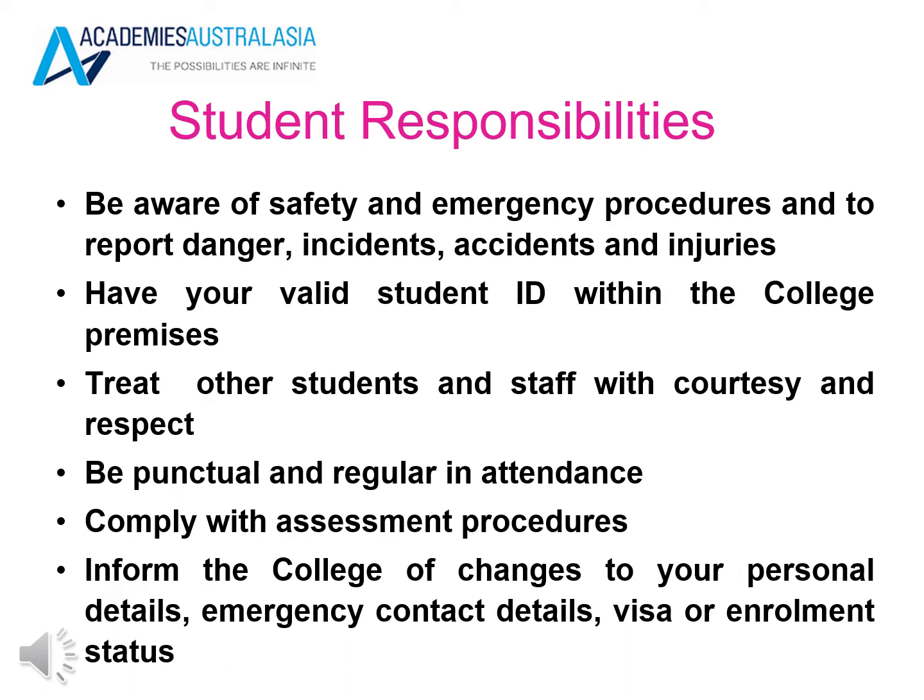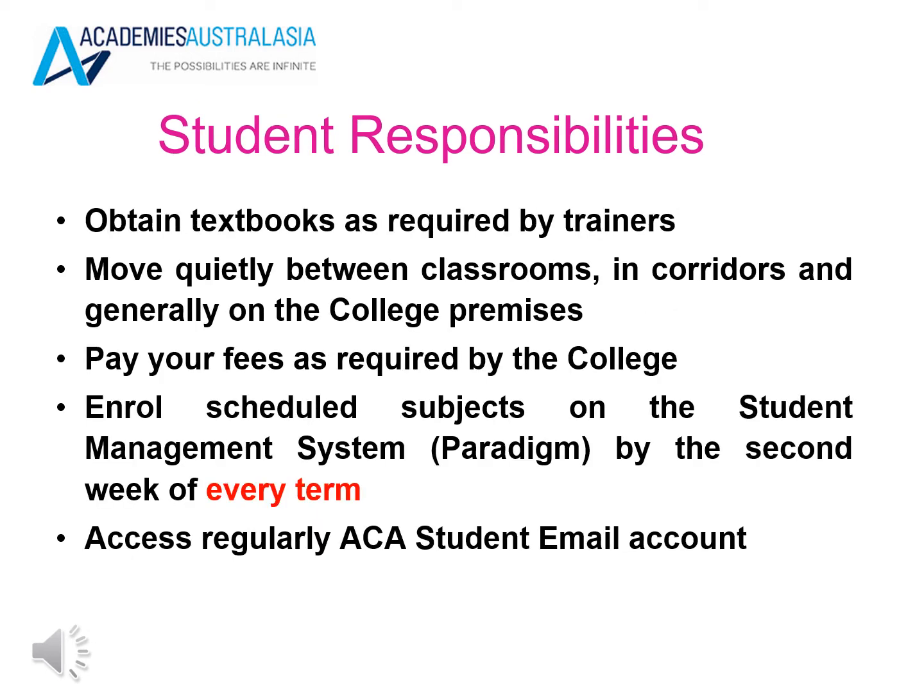Be punctual and regular in attendance. Comply with assessment procedures and inform the college of changes to your personal details, emergency contact details, visa, or enrolment status. You also need to obtain textbooks as required by trainers, move quietly between classrooms in corridors and generally on the college premises, pay your fees as required by the college, enroll scheduled subjects on the student management system by the second week of term, and access regularly the Academy's Australasia student email account.